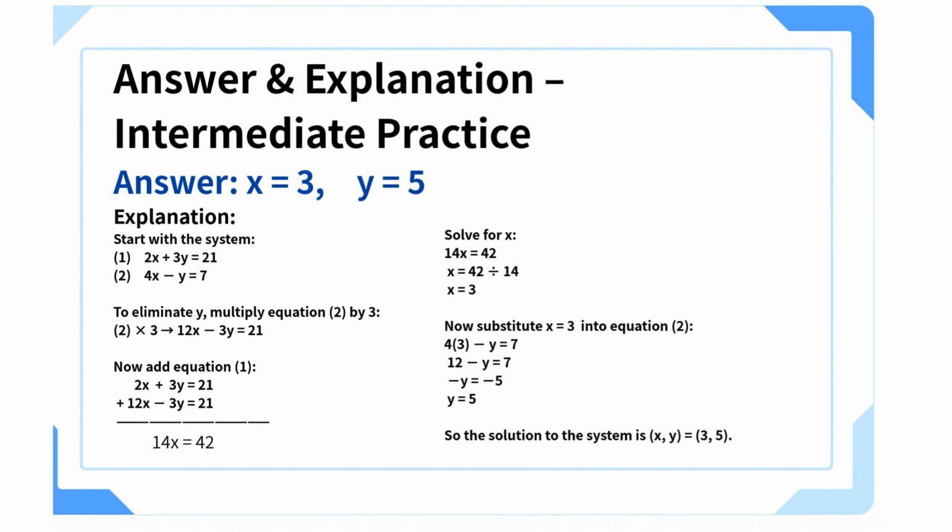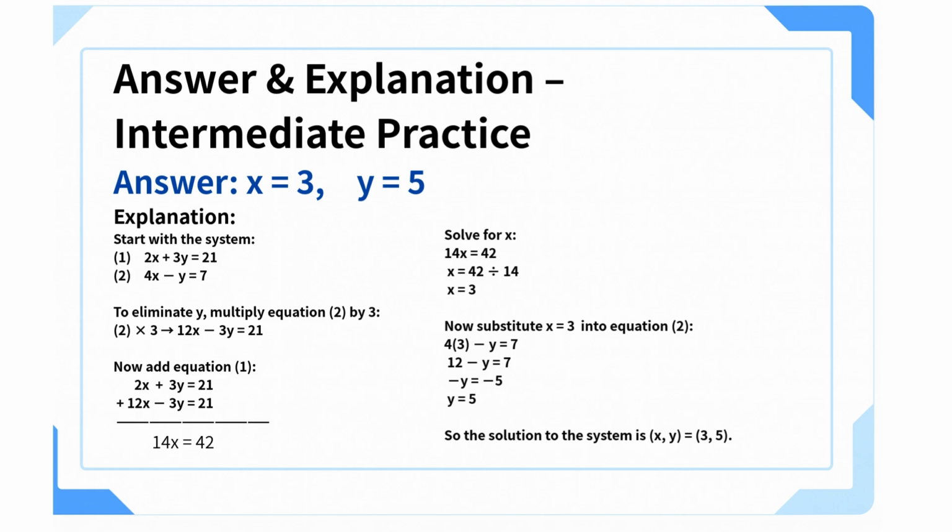4x times 3 becomes 12x. Negative y times 3 becomes negative 3y, and 7 times 3 becomes 21. So the transformed second equation becomes 12x minus 3y equals 21. Now we place this new equation directly under equation 1 so we can add the two equations together.